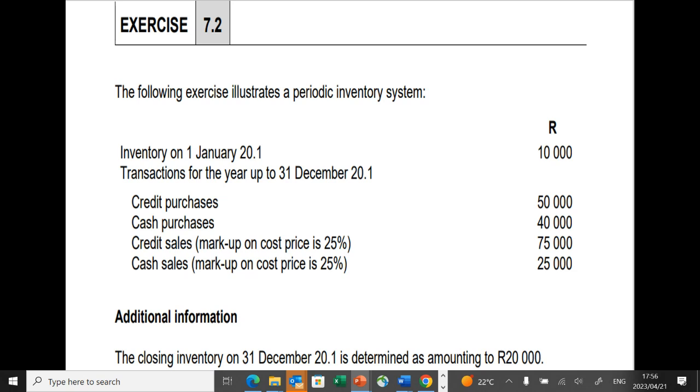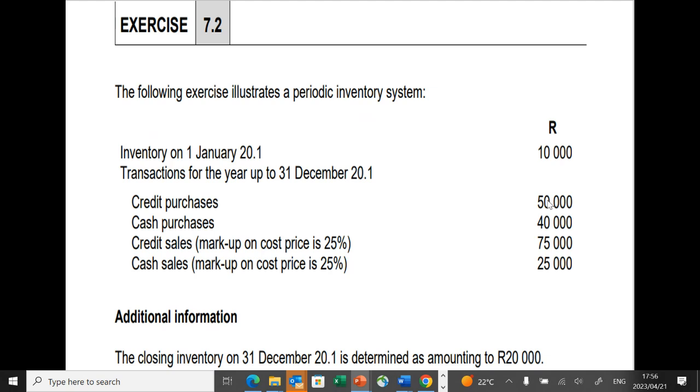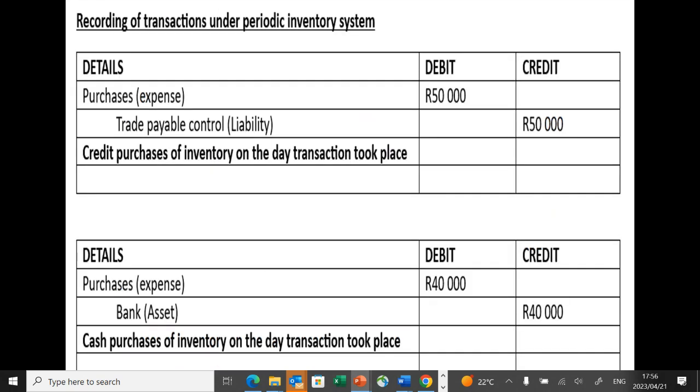But I want you to pay attention to the journal entries that we're going to write under periodic. So, credit purchase of inventory of 50,000. Under periodic, remember that we cannot record the purchase of inventory directly to the inventory account, but we record it to your purchases account, which is an expense account. So when you buy that inventory, we debit our purchases expense, which is increasing on the debit side, by 50,000. What are you going to credit? You credit your trade payable control. It's a liability. Remember that we bought it on credit, we haven't paid for it. So our liabilities need to go up by 50,000.